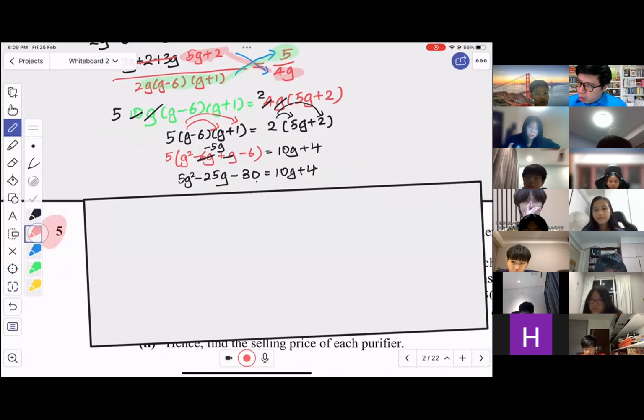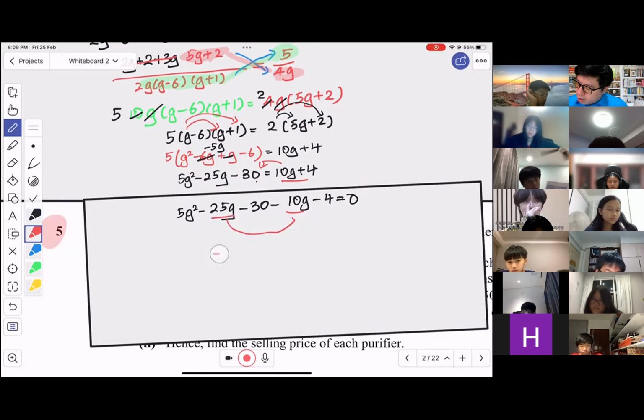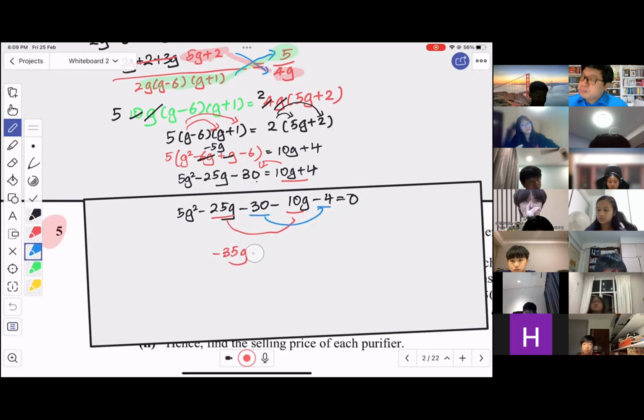Okay, so I'll bring everybody to the left-hand side. I have 5g squared minus 25g minus 30 minus 10g minus 4. Look for the terms to simplify: this and this give us negative 35g. Minus 30 minus 4 gives us minus 34. And 5g squared, equals 0.